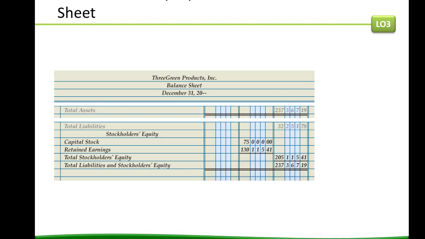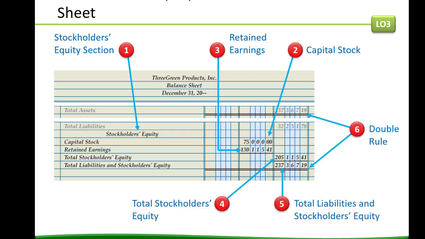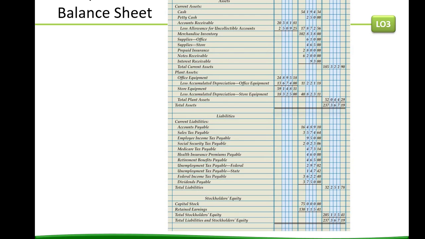Stockholders' equity is looking at how much capital stock and your retained earnings, and totaling that up is your total stockholders' equity. You'll add up your liabilities and stockholders' equity, and that should equal your total assets. If you want to look at this, it's on slide 8 of the one I shared with you, and so you can see the whole thing put together.